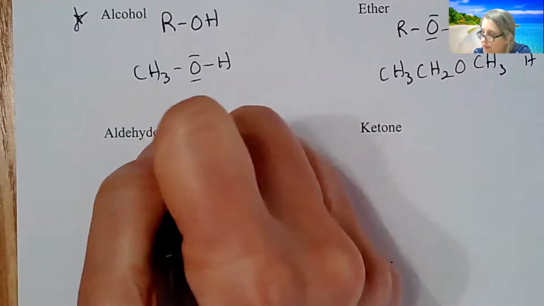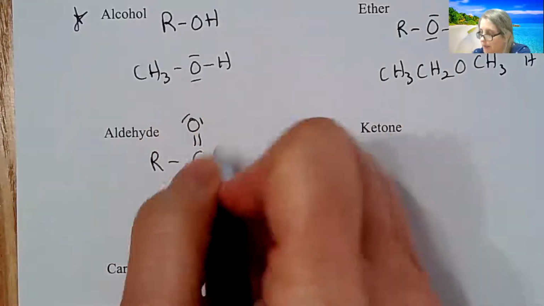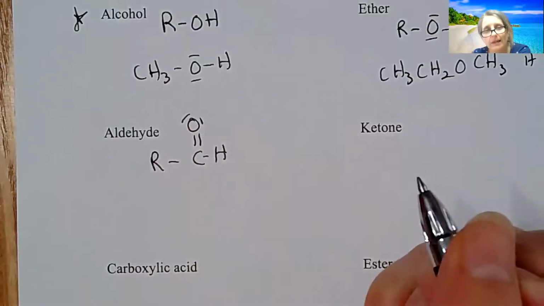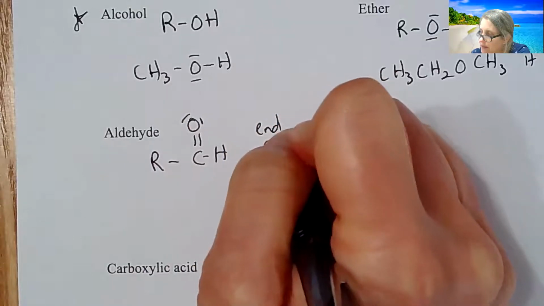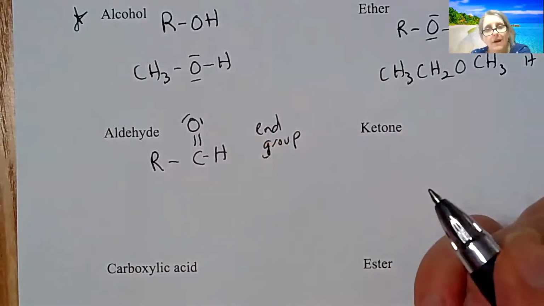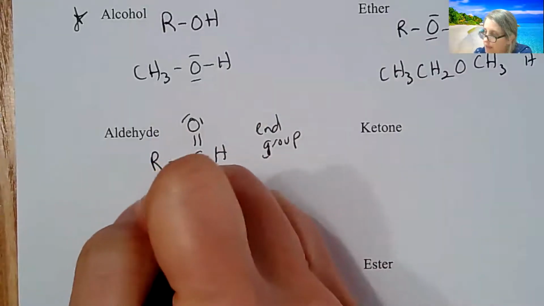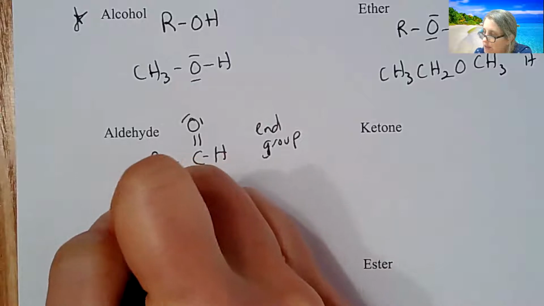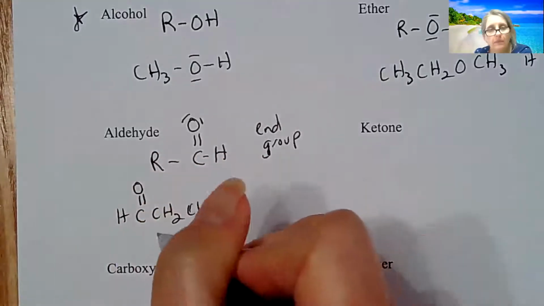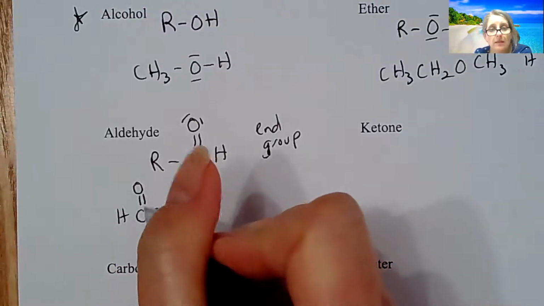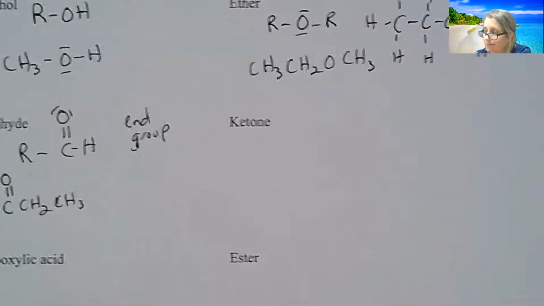Aldehyde, this is going to be a C double bond oxygen. Again, oxygen is going to have two lone pairs, and then you have a hydrogen directly attached to that carbon. These are called end groups because it is always going to be on the end of the molecule, since it can only make one more bond. It could be on the left or on the right. It doesn't really matter where you have the actual aldehyde group, but if you see a C double bond O and that carbon has a hydrogen, that is what we call an aldehyde.